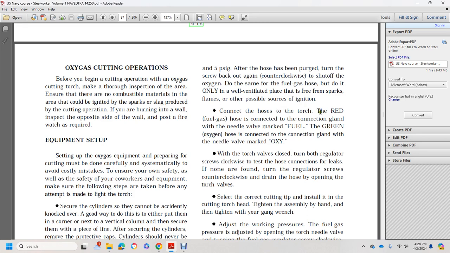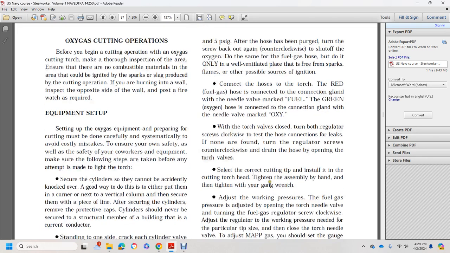Connect the hose to the torch. Connect the red fuel gas hose with the connection gland to the needle valve for fuel. Connect the green oxygen hose with the connection gland to the needle valve marked oxygen. With the torch valves closed, turn both regulator screws clockwise. Test both hose connections for leaks. If none are found, turn the regulator screws counterclockwise and relieve the hose pressure by opening the torch valve.